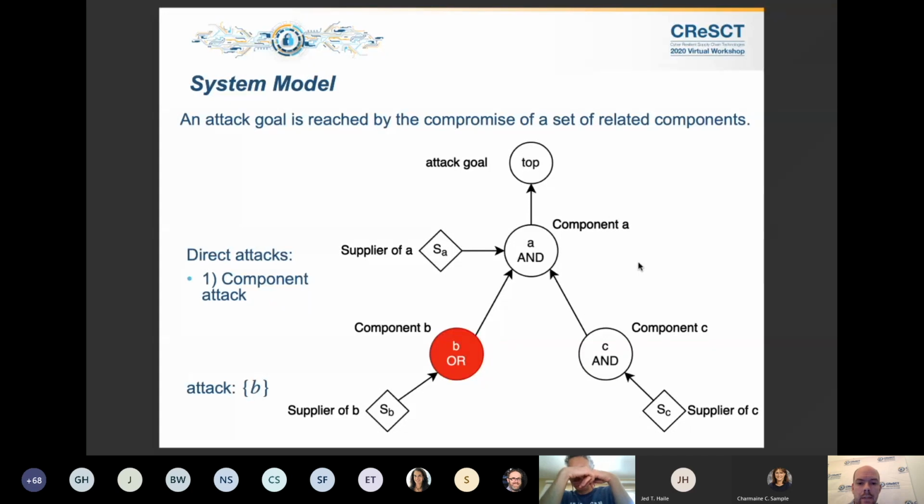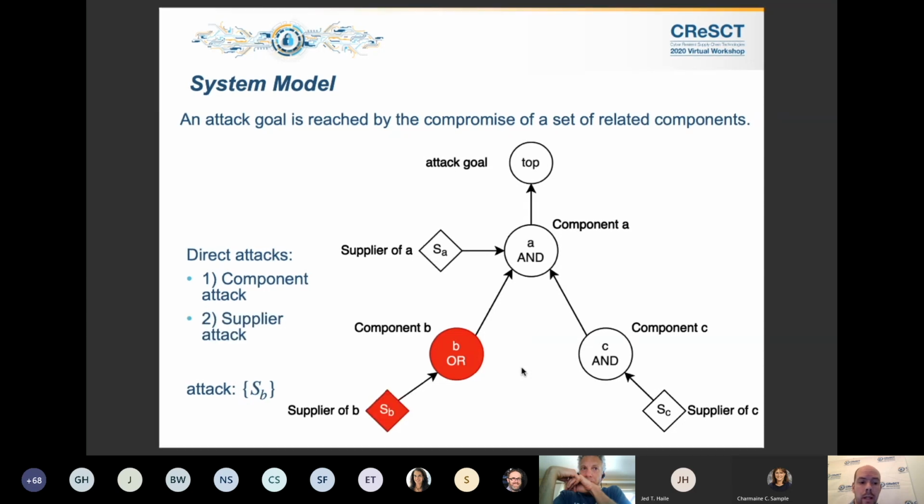Now, there are a number of different kinds of attacks. The first would be a direct attack against the component. Here we have an attack against component B. And this is typically what we'd have in mind when we think of a security incident, a breach, a compromise.